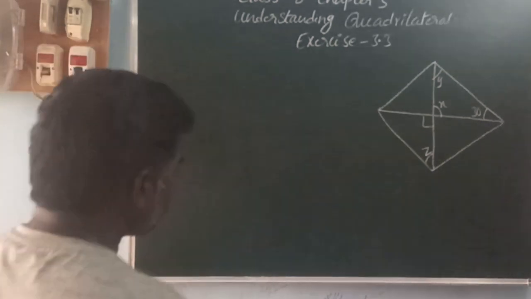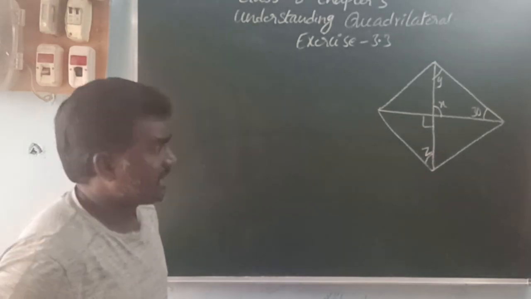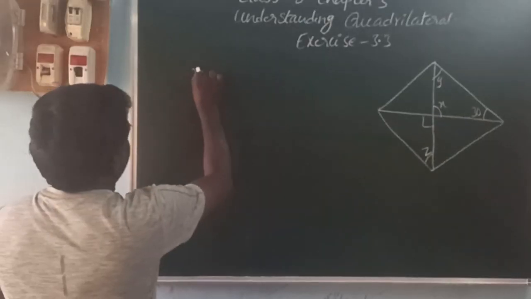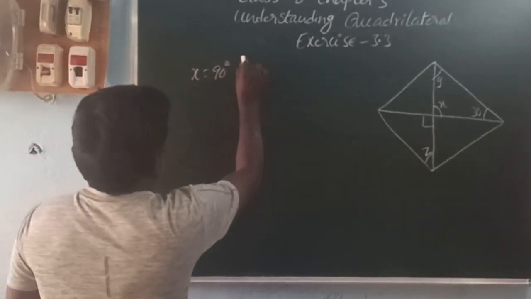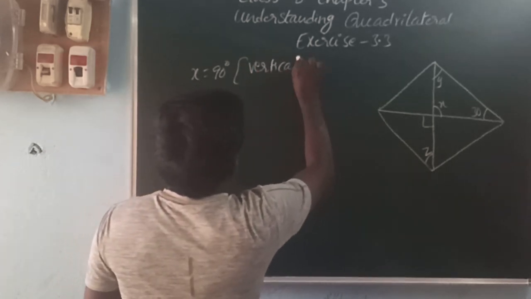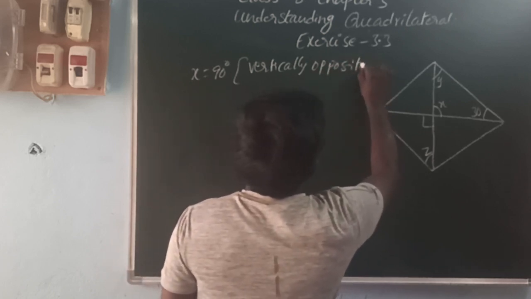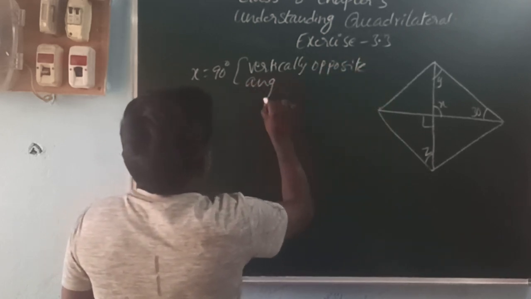Next, in this figure, opposite angles are equal. That is, x is equal to 90. Here, vertically opposite angles are equal.